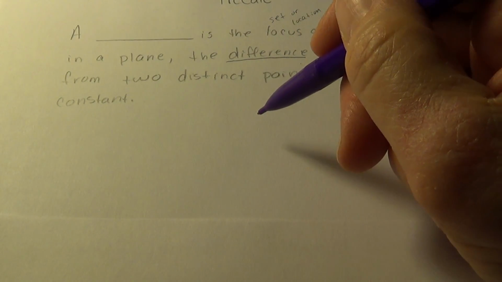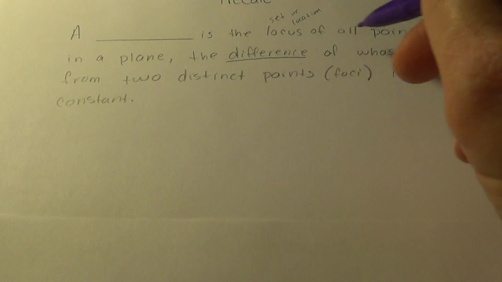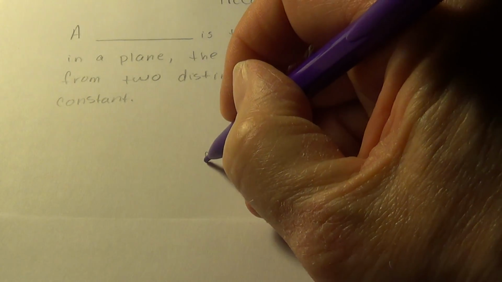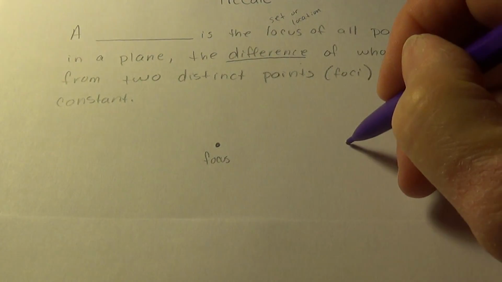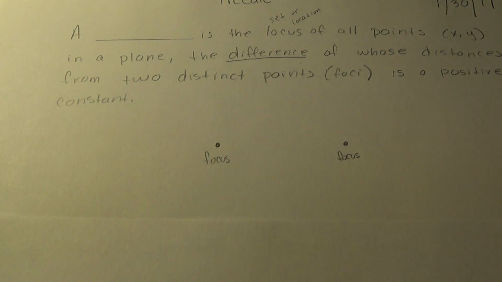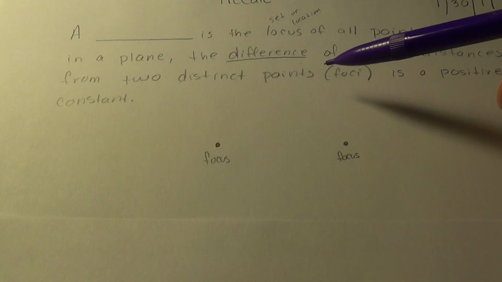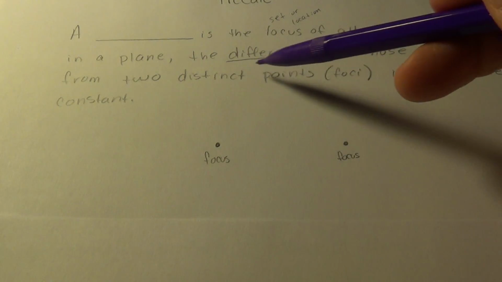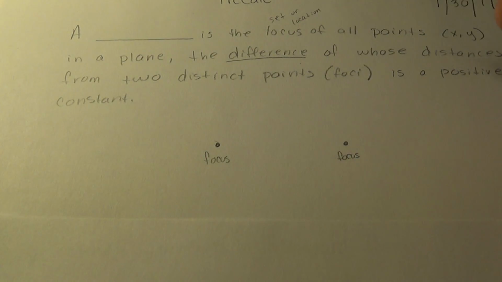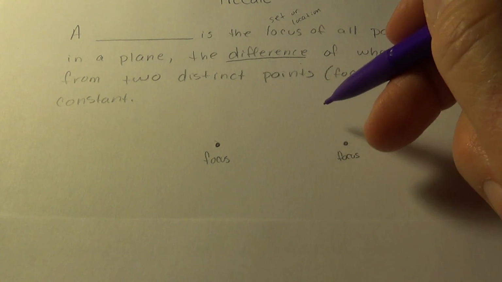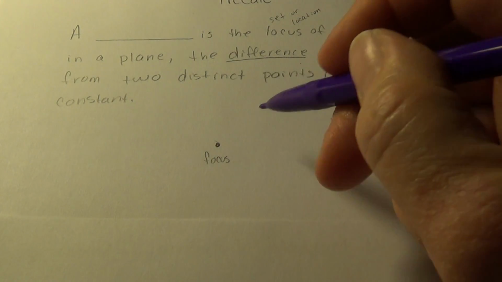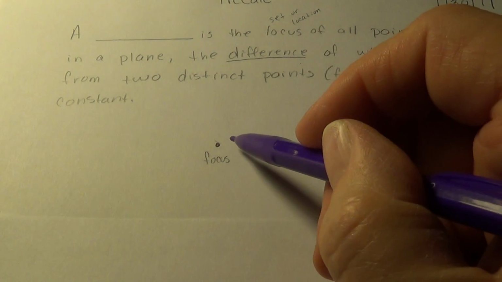It says there are two fixed points, so I'll pick a point. This is one focus. Another point, that's the other focus. So there's the two distinct points, meaning they have to be two different points. All right, so let's pick a point and call this point on the conic section.